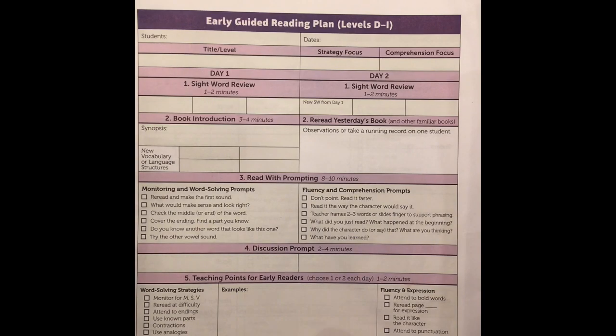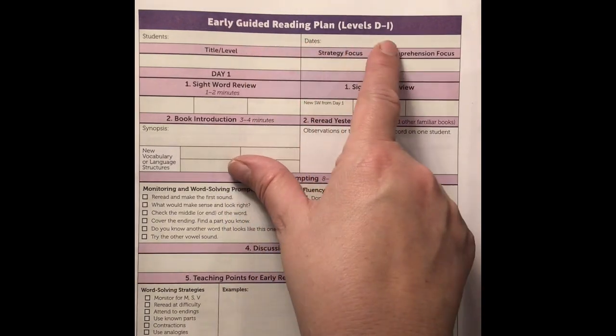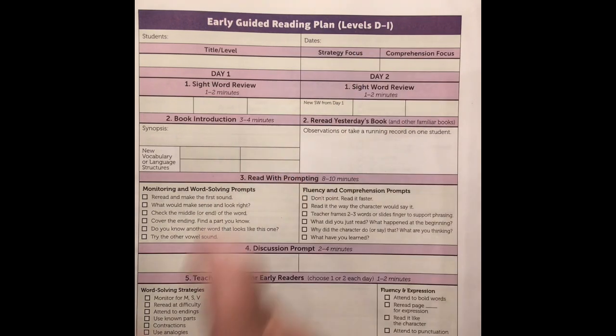Okay, we're moving into the guided reading for levels D through I. So these are students who are much more fluent with sight words. They know more sight words. They have the early strategies like one-to-one match, return sweep, and checking the picture. And so now they're going to be reading more complicated texts.